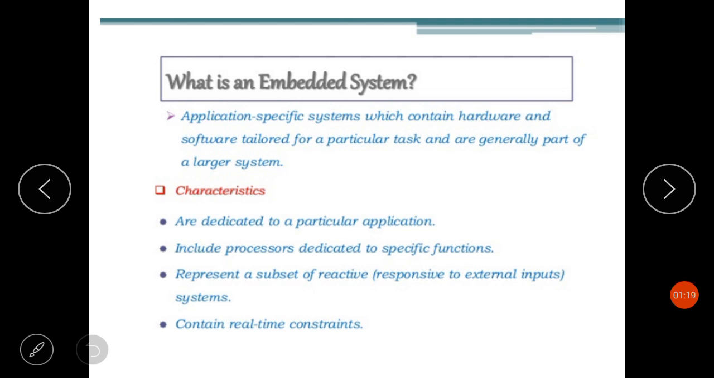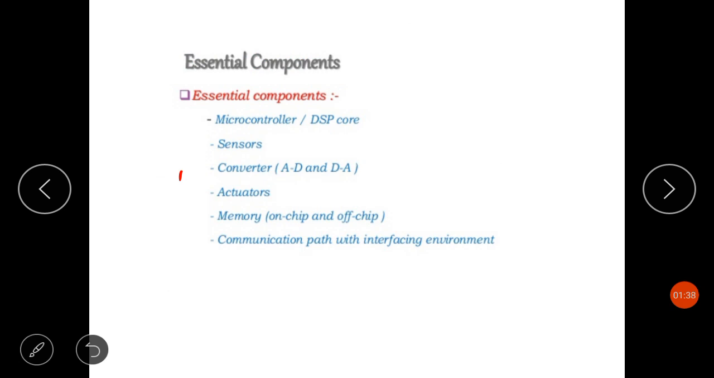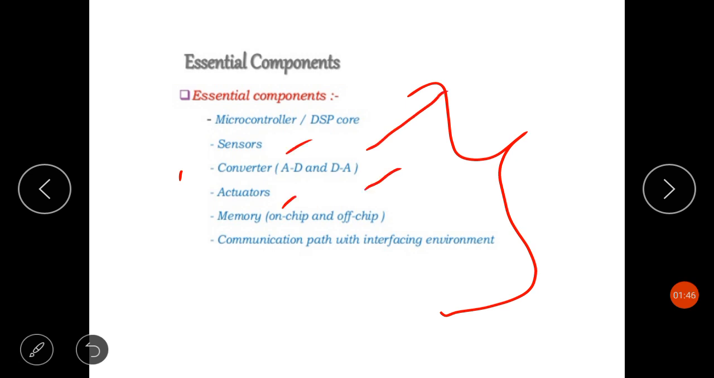So what are the characteristics of this embedded system? They are dedicated systems, dedicated to a particular application. They include processors dedicated to specific functions. They contain real-time constraints, and they represent a subset of reactive systems. These are the essential components of embedded systems: they contain a microcontroller or DSP core. They have sensors, converters, actuators, memory, and a communication path with the interfacing environment. So this embedded product uses a microcontroller to do one particular task only.